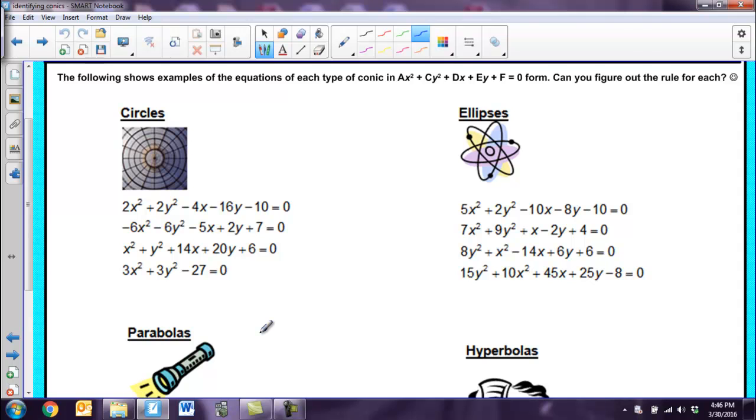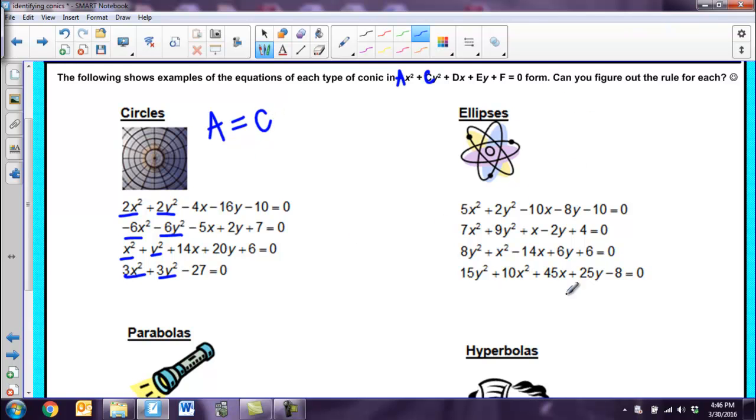And if you look at them for a second, you're going to notice a couple of things. First of all, they all have an x squared and a y squared term. And those numbers in front of x squared and y squared are the same. So if I look at this formula, those are A and C. So in this case, A equals C. The coefficient of your x squared term is the same as the coefficient of your y squared term.